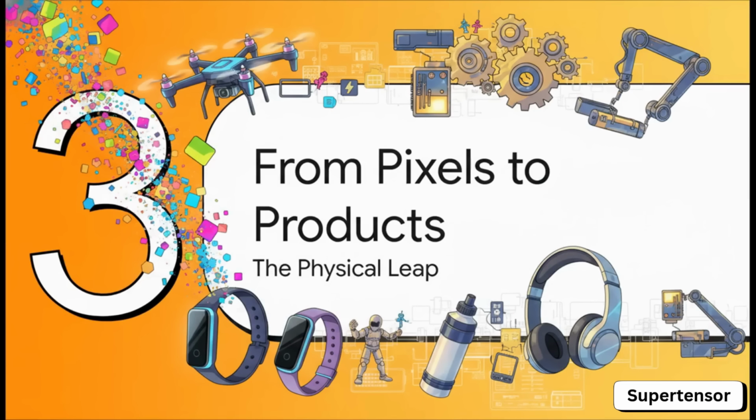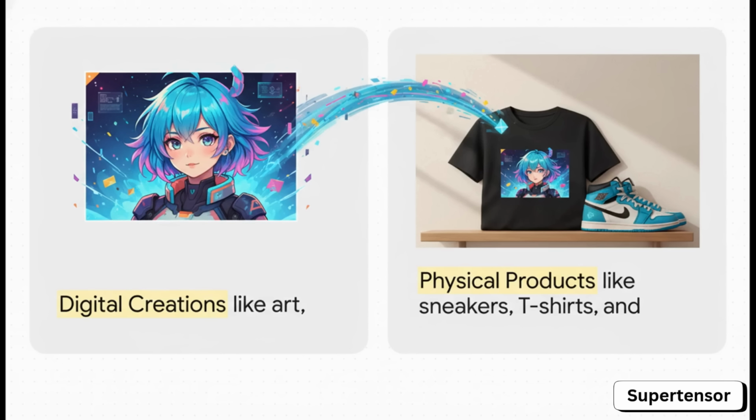Okay, but this is where Supertensor takes a really interesting turn. This is where it goes way beyond just being another AI image tool. We're talking about going from pixels to actual products. And that's the big leap right there. On one side, you've got all your digital stuff, your art, your character designs, and on the other, you've got the real-world things they can become: sneakers, t-shirts, hoodies. Supertensor is basically the bridge that connects these two worlds.